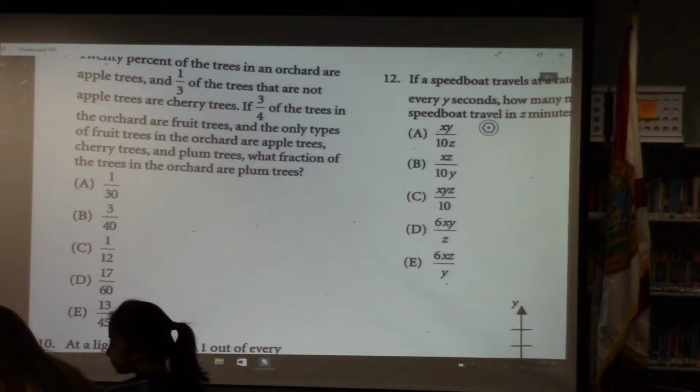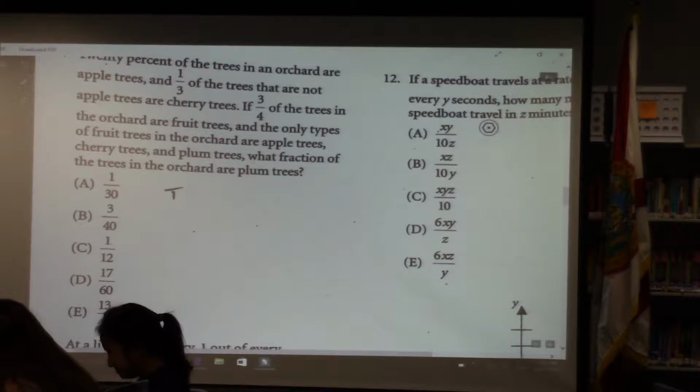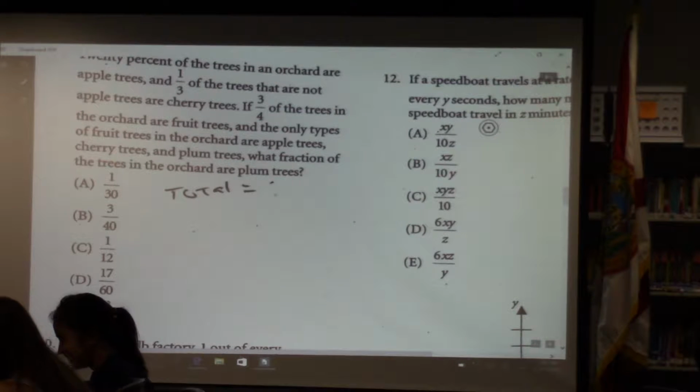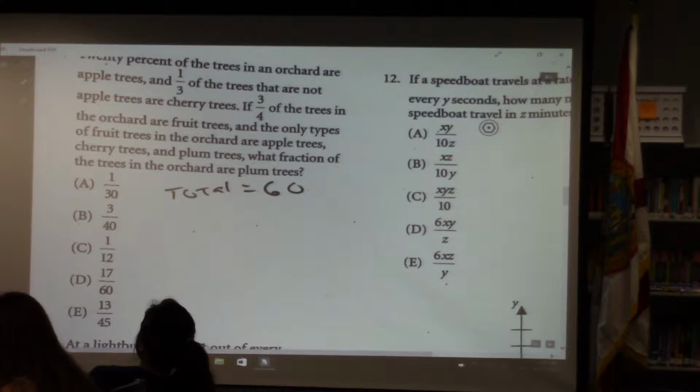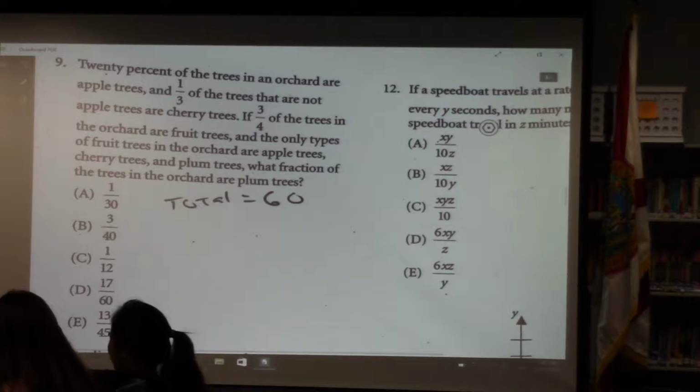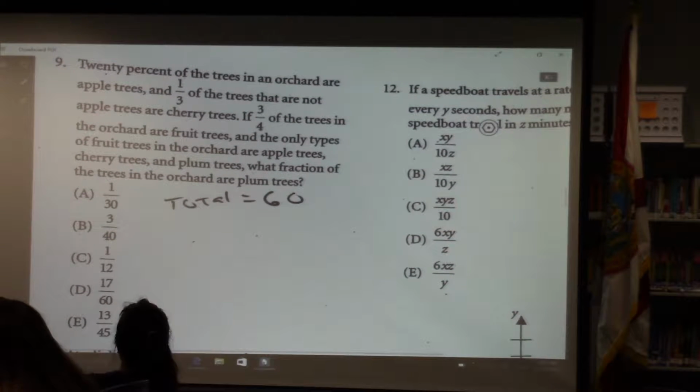60. So we're going to start off and say that there is a total of 60. Okay, now let's work through it. 20% of the trees in the orchard are apple trees. So how many are apple?